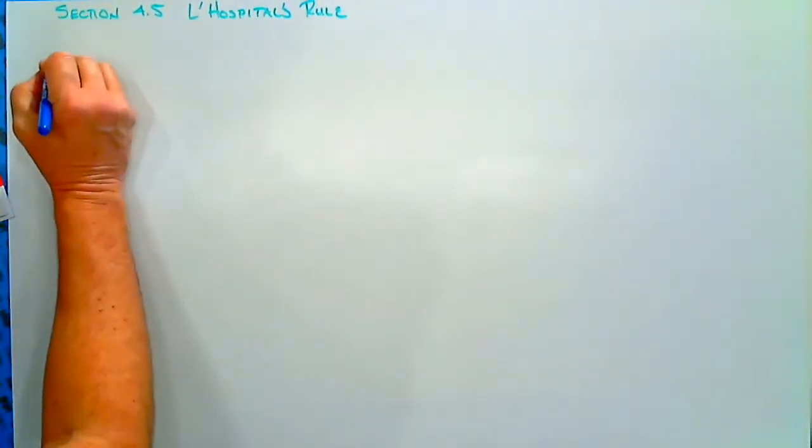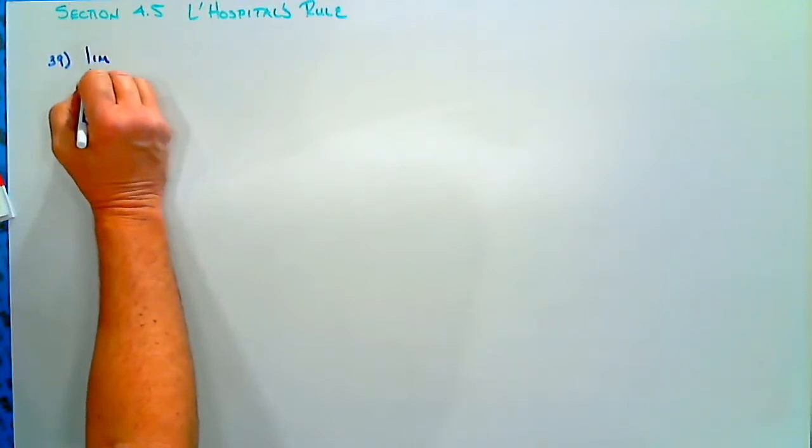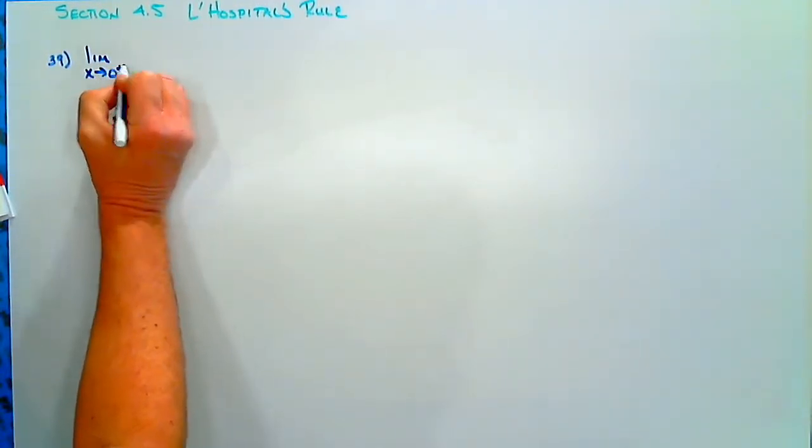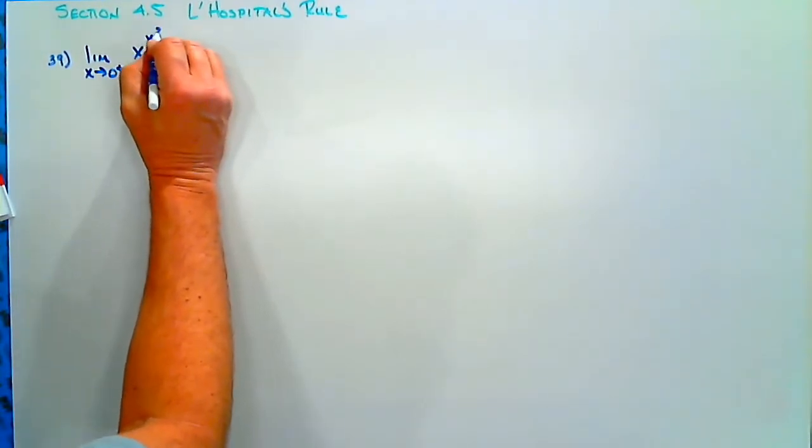So what else can happen? What else can they ask us to do? They can give us problems that look like this. This is number 39 from the homework. What does 39 say? 39 says take the limit as x approaches 0 from the right of x to the x squared power.